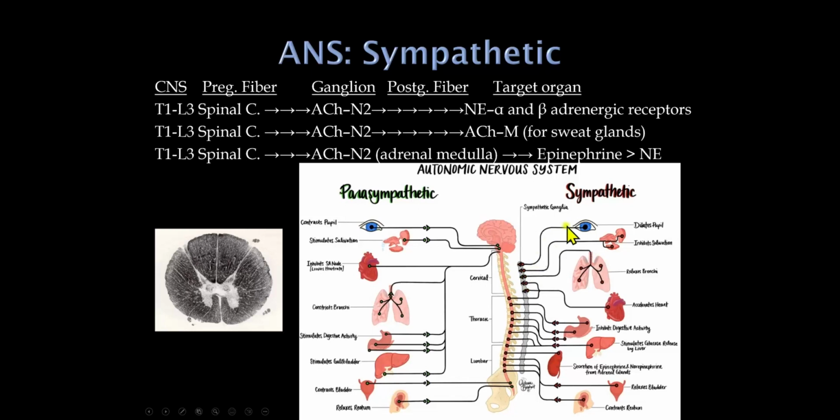But now out here on the effector tissue, it's not acetylcholine, with one exception. It is norepinephrine, okay, that are stimulating alpha and beta adrenergic receptors. The only exception not shown here is that acetylcholine is only used on effector tissue for the sympathetics on sweat glands. So there we do have acetylcholine with muscarinic receptors.